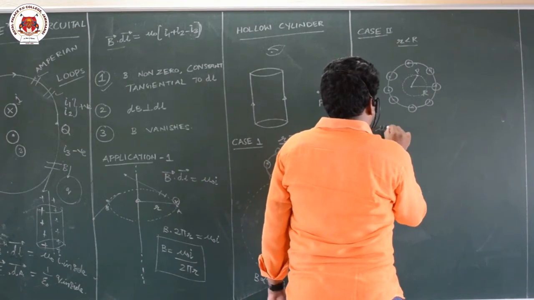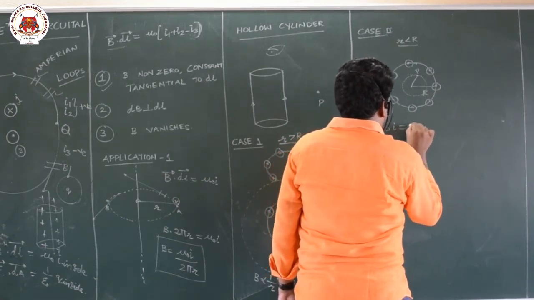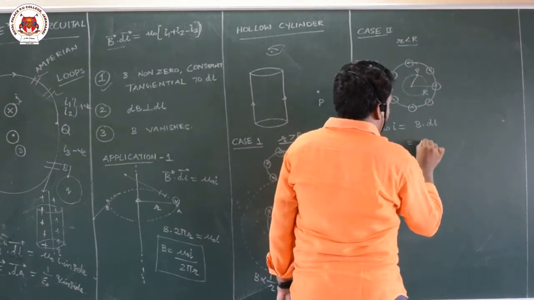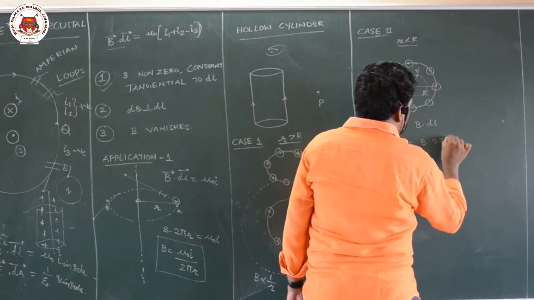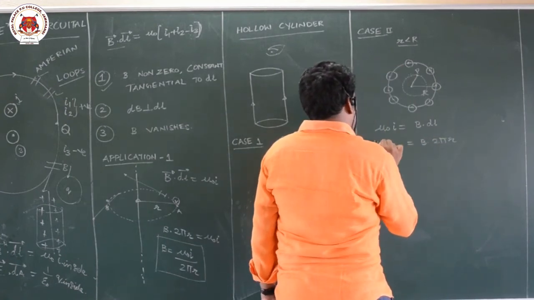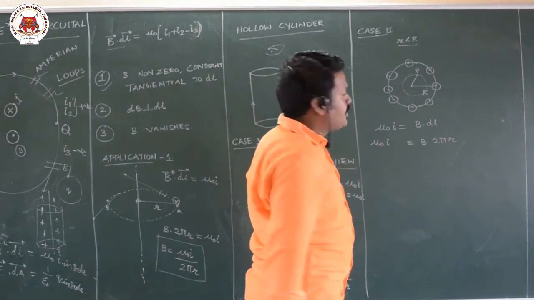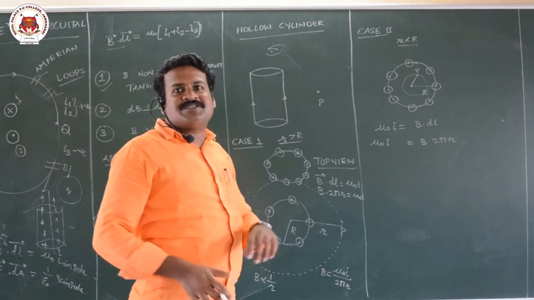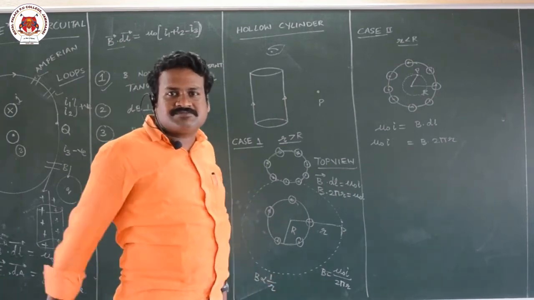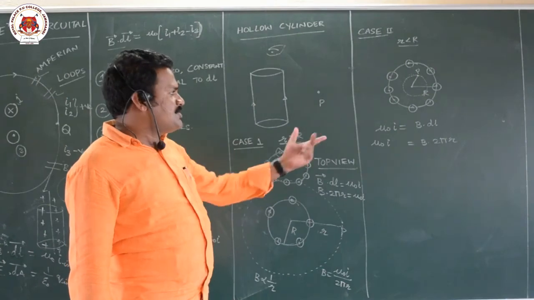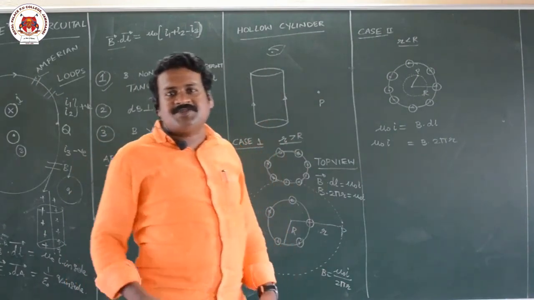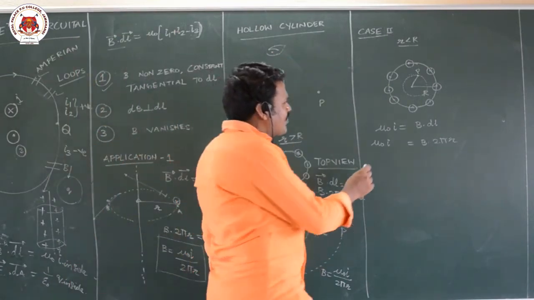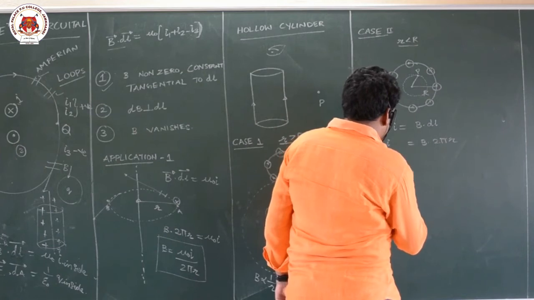Again, mu naught I is equal to the integral of B dot dl. Integration over this loop will be B times 2 pi r. Now here, what is the current inside our loop? Just think: what was the charge when you are inside a hollow sphere? The charge was 0 because charge is present on the surface. So here also the current inside is 0, so B is equal to 0.